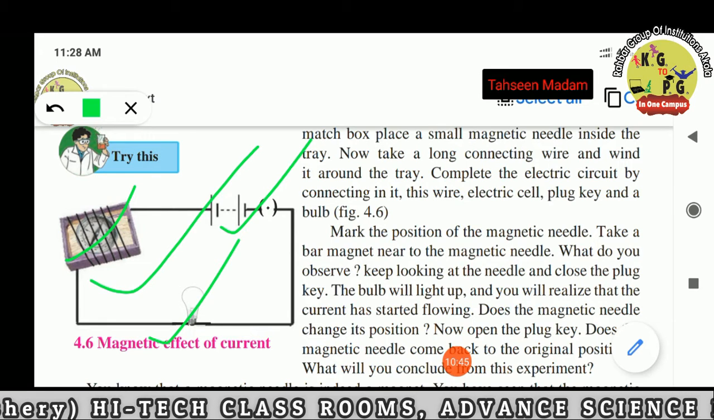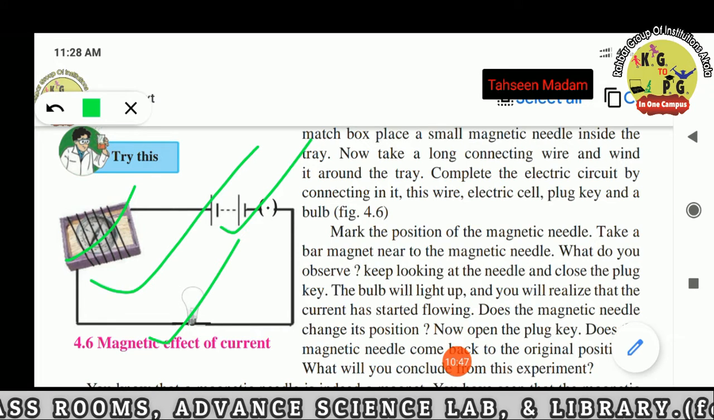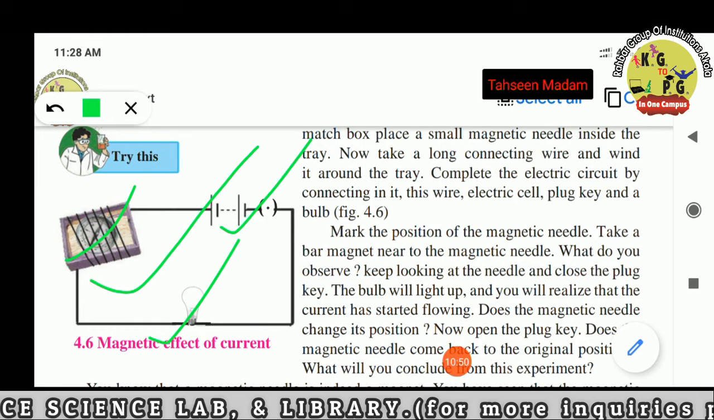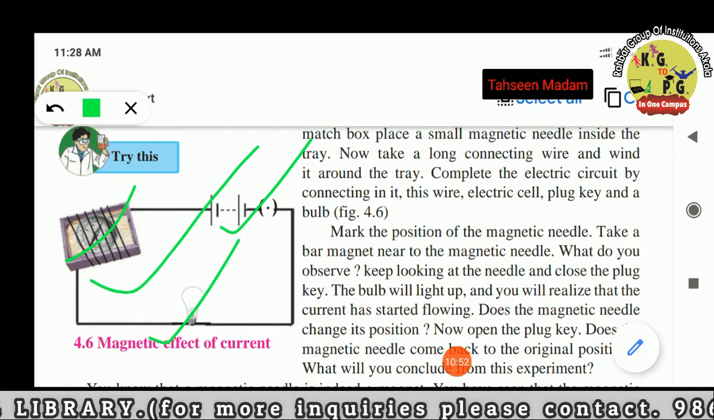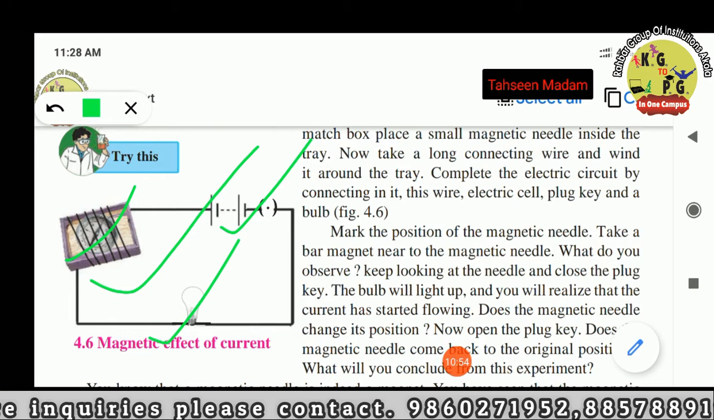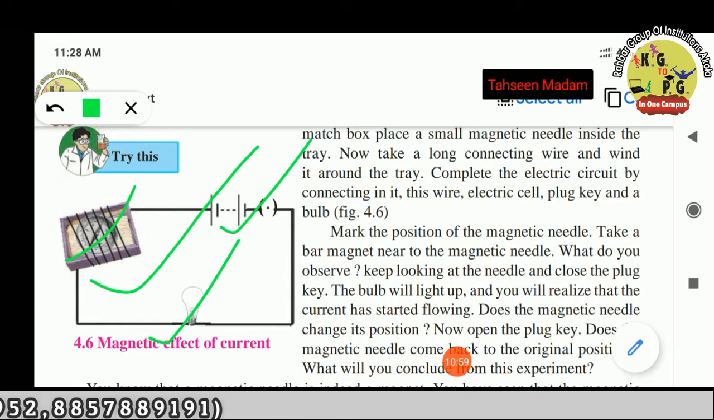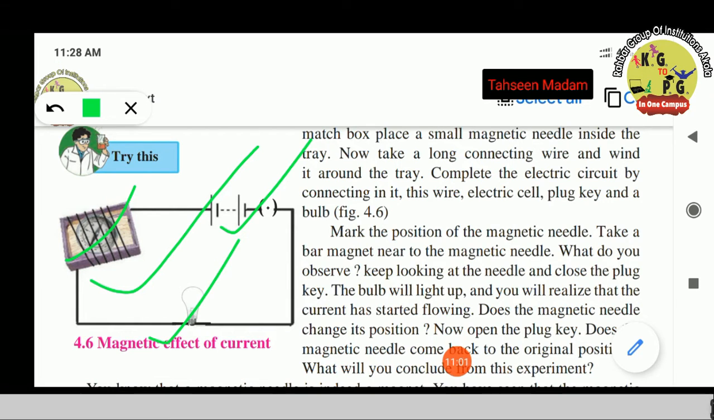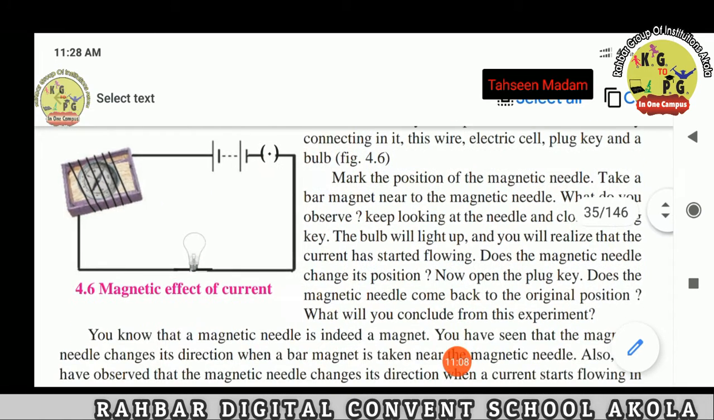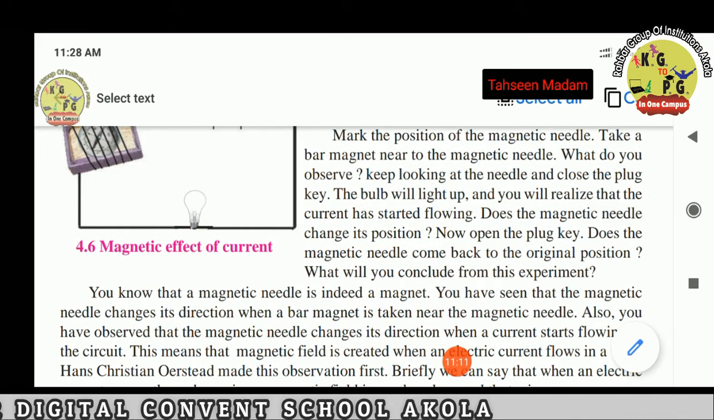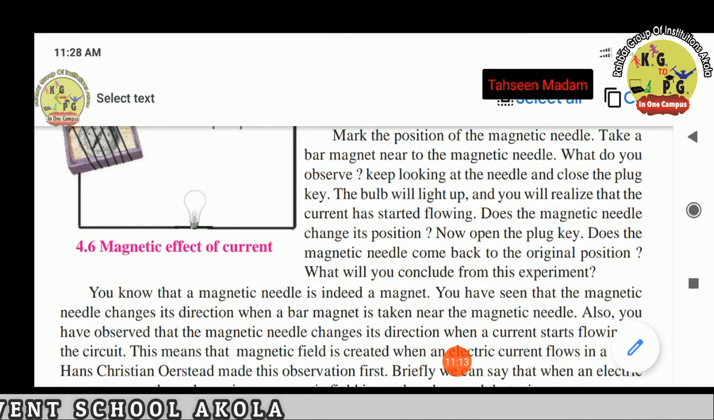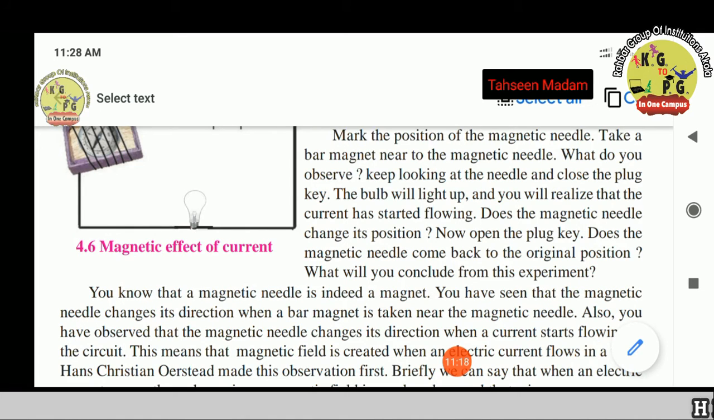Note the position of the magnetic needle. Take a bar magnet near to the magnetic needle. What do you observe? Looking at the needle, close the plug key, the bulb will light up and you will realize that the current has started flowing. Does the magnetic needle change its position? Now open the plug key. Does the magnetic needle come back to the original position? What will you conclude from this experiment?